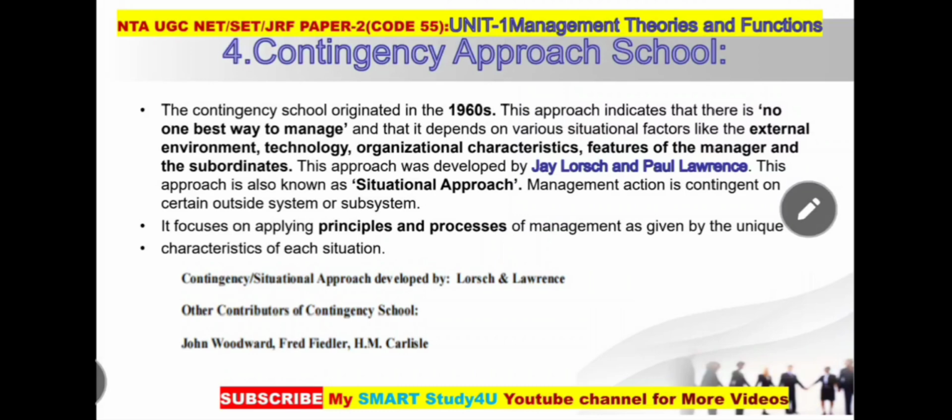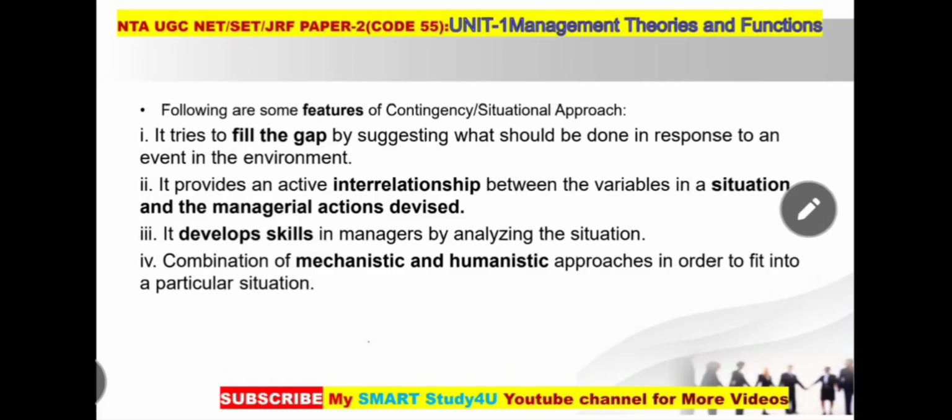The contingency approach school was developed by Jay Lawrence and Paul Lawrence. Other contributors of the contingency approach are John Woodward, Fred Fiedler, H.M. Carsley. These are some of the features of the contingency approach school. First, it tries to fill the gap between suggesting what should be done in response to an event of an environment. Second, it provides an effective interrelationship between the variables in a situation and the managerial action. Third, it develops skills in managers by analyzing the situation. Fourth, it combines mechanistic and humanistic approaches in order to fit a particular situation.